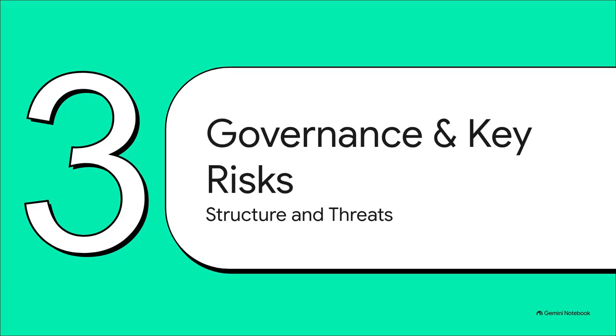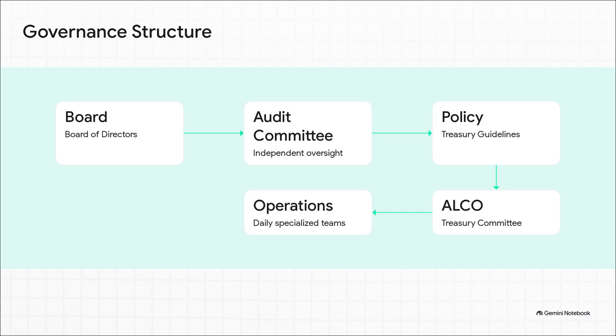Which brings us to Section 3, Governance and Key Risks. Structure meets threats. Look, to handle these massive functions and securely move millions of dollars around, governance has to flow top-down. The ultimate authority sits right at the top with the board of directors, who delegate oversight to the audit committee. Below that, we have the codified rulebook, the Treasury policy and guidelines.